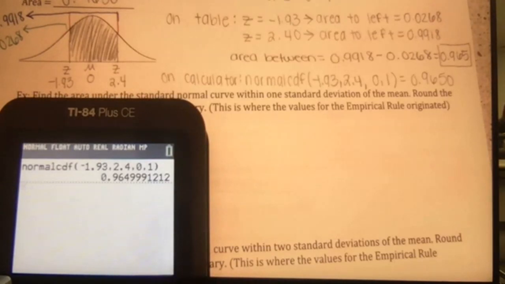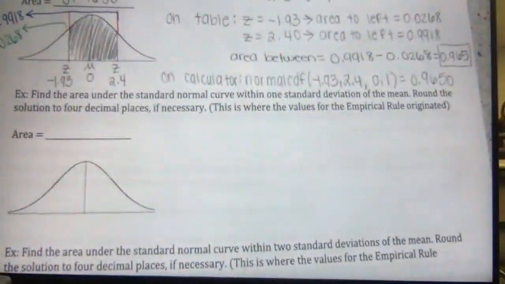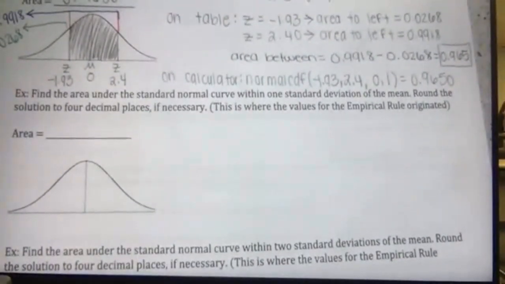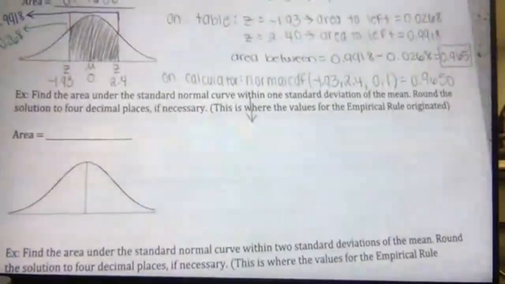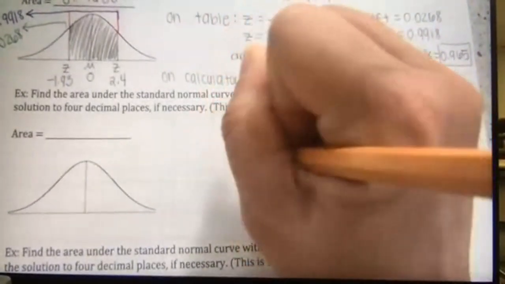Our last 3 examples are talking about the empirical rule that we talked about in test 1. It's just showing you where it comes from. Find the area under the standard normal curve within 1 standard deviation of the mean. Round the solution to 4 decimal places as needed. This is where the values for the empirical rule originated. By the way, this word within means above and below.